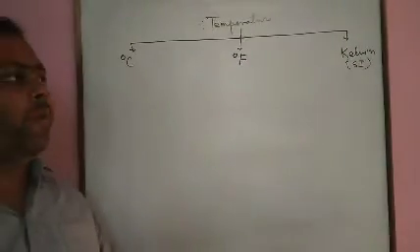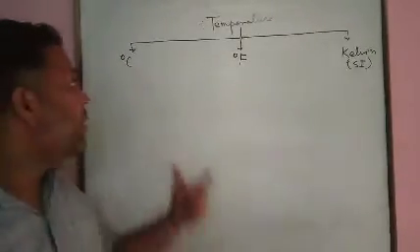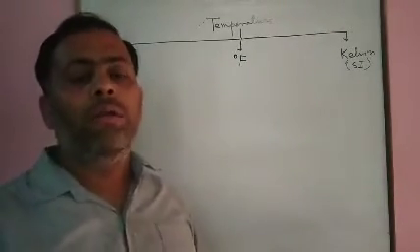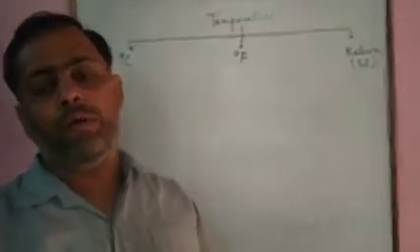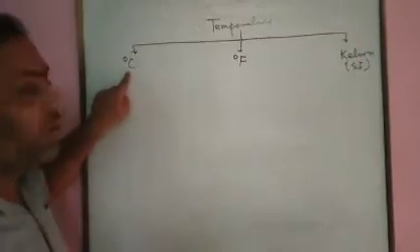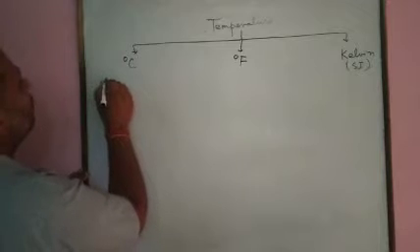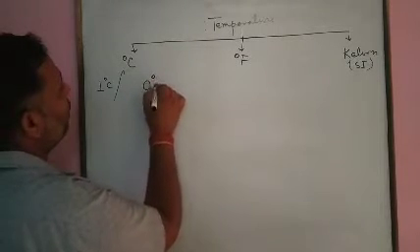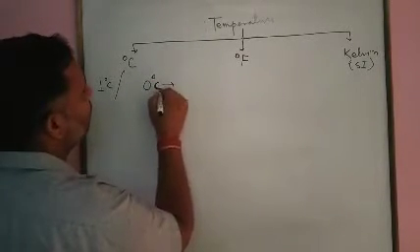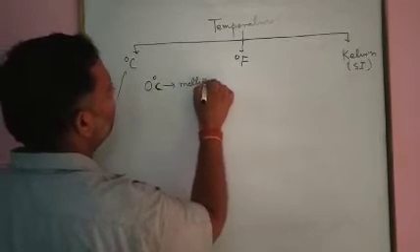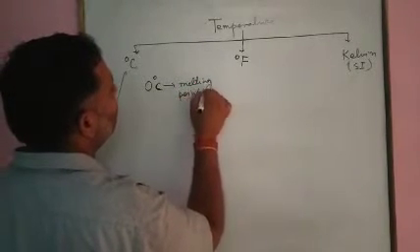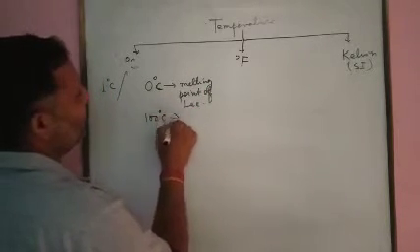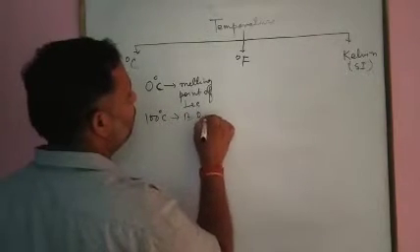We know degree centigrade, what does it mean? The degree centigrade and Fahrenheit scales are both based on the melting point of ice and the boiling point of water. To define 1 degree centigrade, 0 degree centigrade is equal to the melting point of ice, and 100 degree centigrade is equal to the boiling point of water.